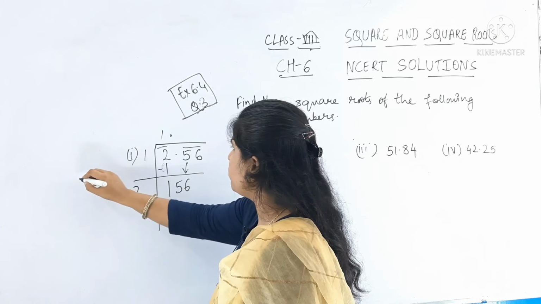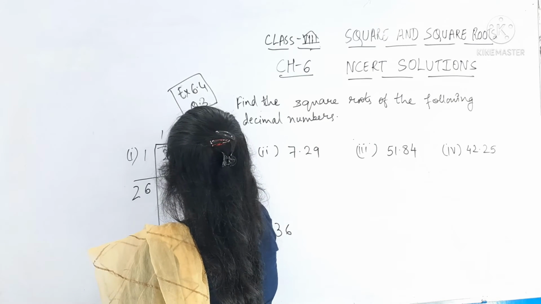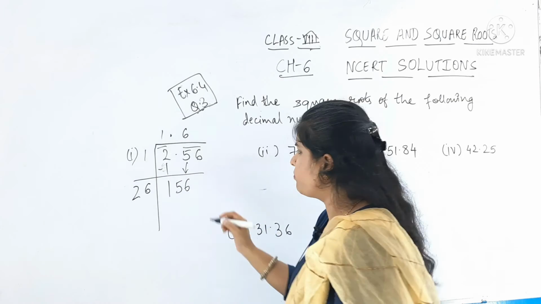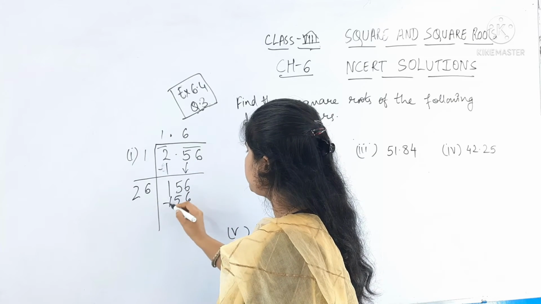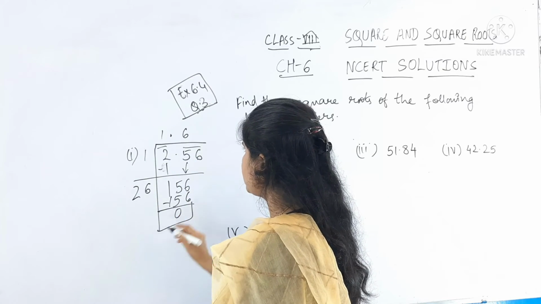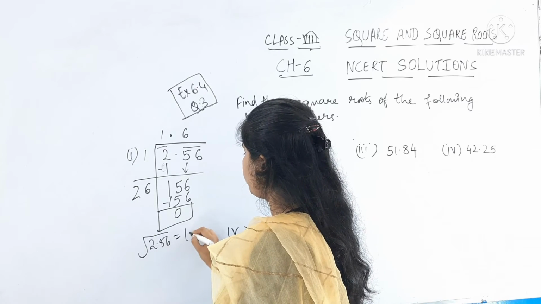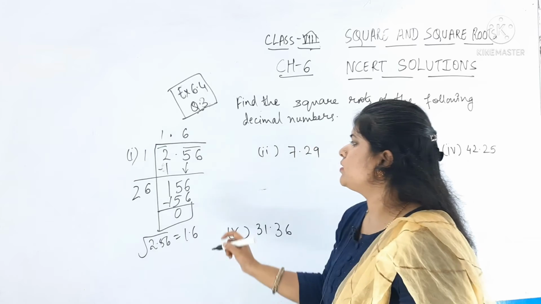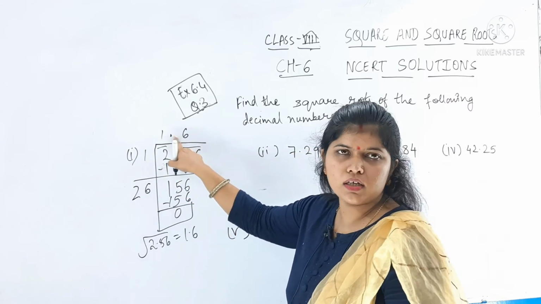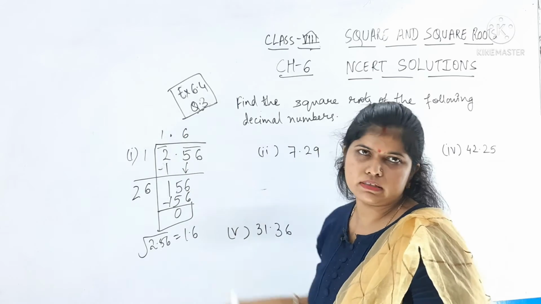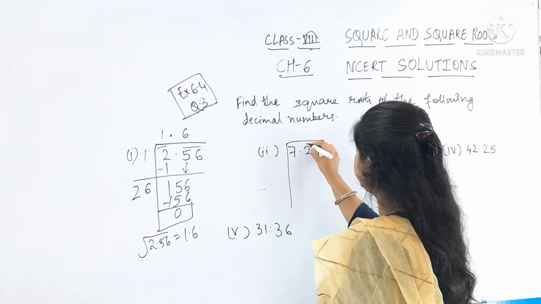Now we have to calculate which number to use. 6 6s are 36, we know. So 6 6s are 36, 3 6 12, 13, 14, 15, so 156. So the answer is under root of 2.56 is equal to 1.6. This is the difference: if it is a decimal number, you should put the decimal in the place of the decimal. Like this we have the second question.